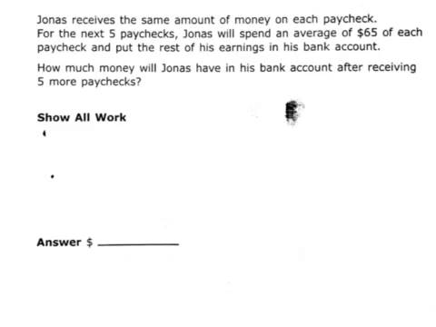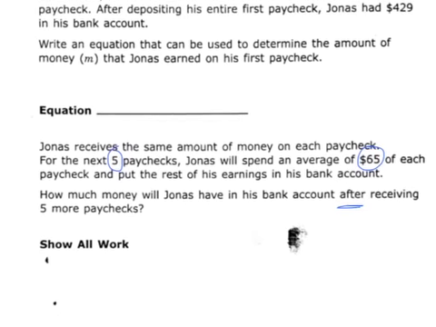Jonas receives the same amount of money on each paycheck. For the next 5 paychecks, Jonas will spend an average of $65 of each paycheck and put the rest of his earnings in his bank account. How much money will Jonas have in his bank account after receiving 5 more paychecks? So let's take a look at what we need to do here. Well, we know that we need to find out first the amount of money that he gets per paycheck.